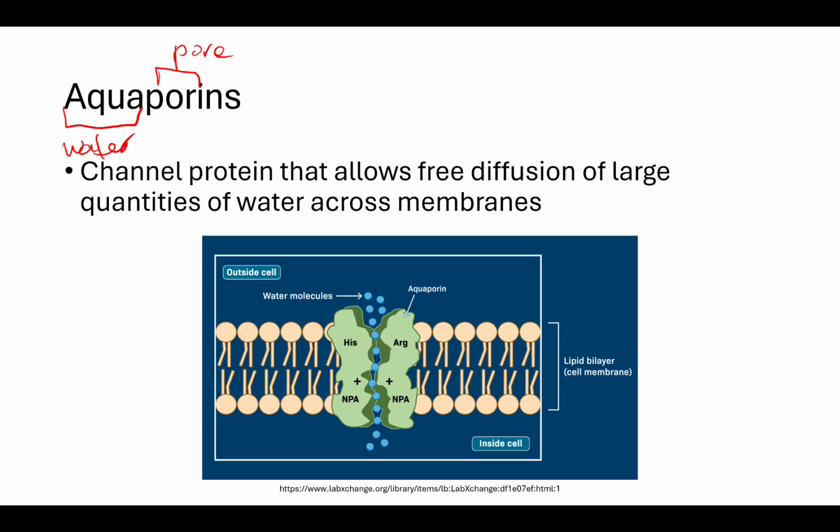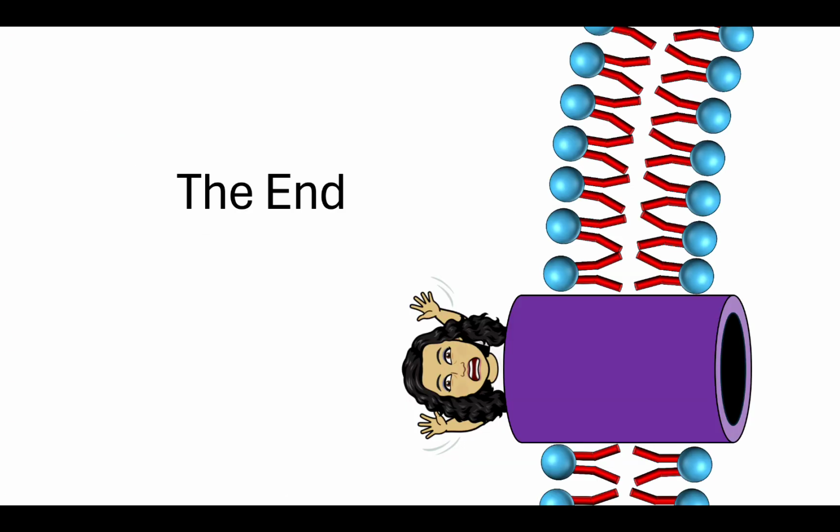So most biological membranes are going to have plenty of aquaporins to allow the free diffusion of water across the membrane, which is going to become very important for our next lesson, which is going to talk specifically about how water moves across membranes. All right. That is it.